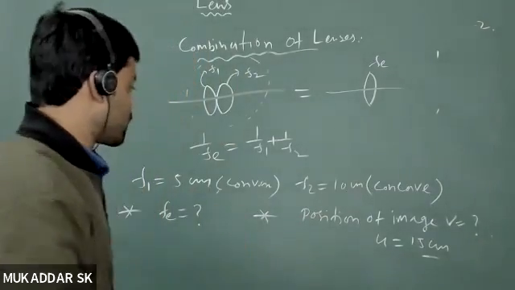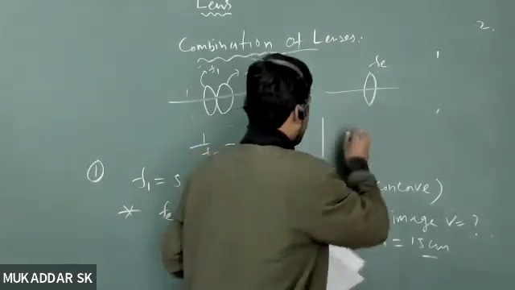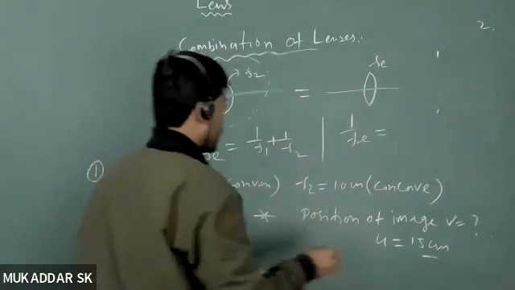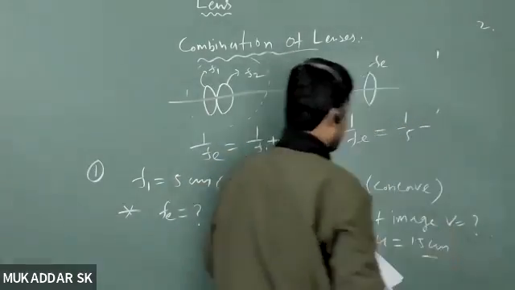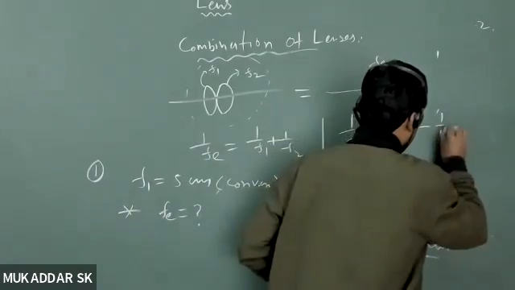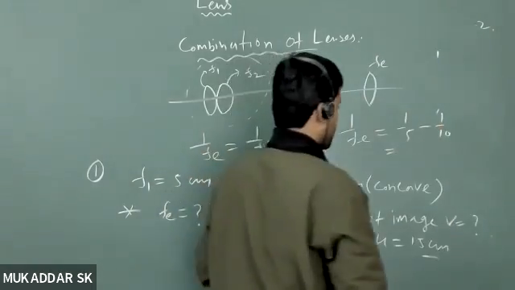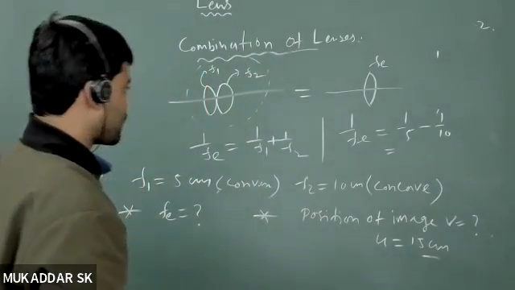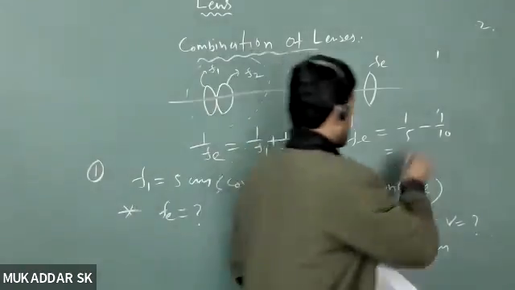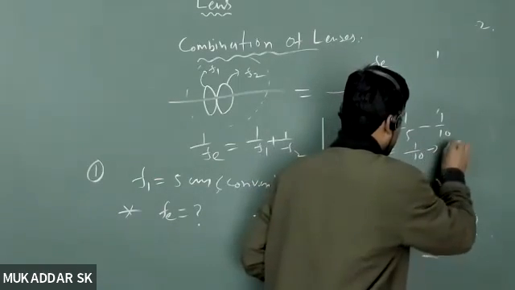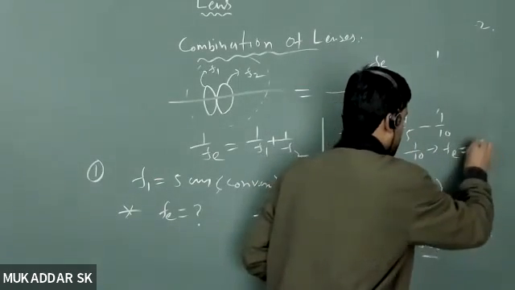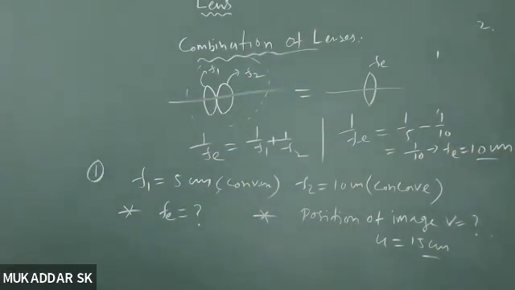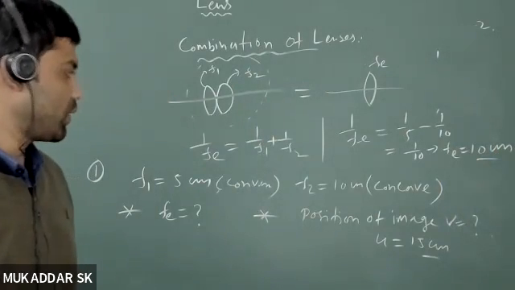Okay, I'll calculate. First calculate the equivalent focal length. So 1 by Fe, how much will that be? For convex, what will you put? 1 by 5. For concave, -1 by 10. So it will be 1 by 10, F equal to +10. So the equivalent focal length will be 10 centimeter. Obviously the focal length is positive, so it will show converging behavior, right?